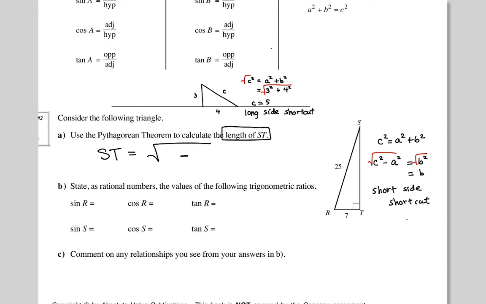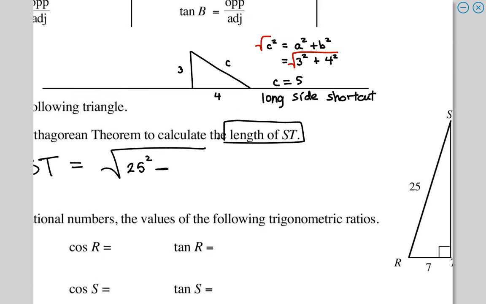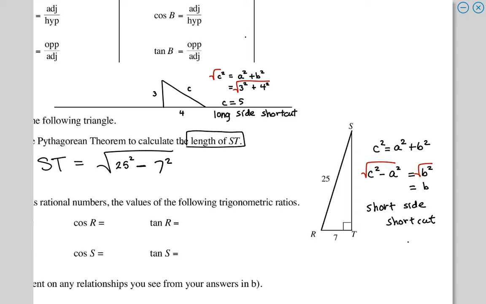If it's the long side, you add. If it's the short side, you subtract. When you're subtracting, just put the big number first. Why do you think that matters? So it's not negative. Beautiful. So that's all you're looking for. And that answer, I believe, is 24.